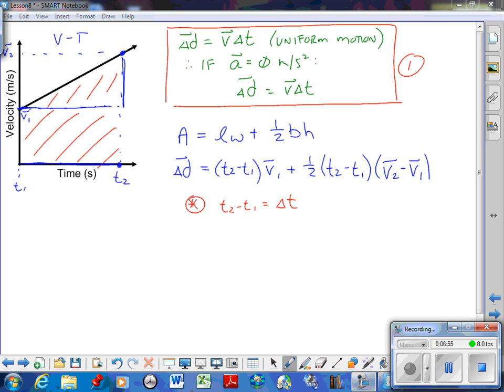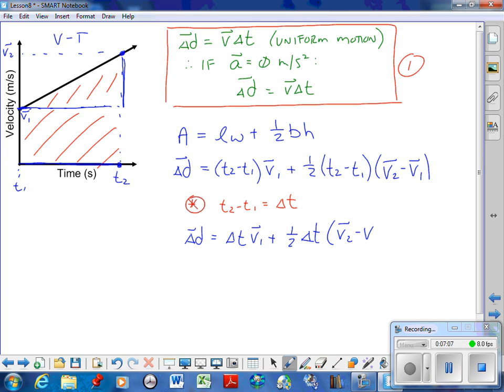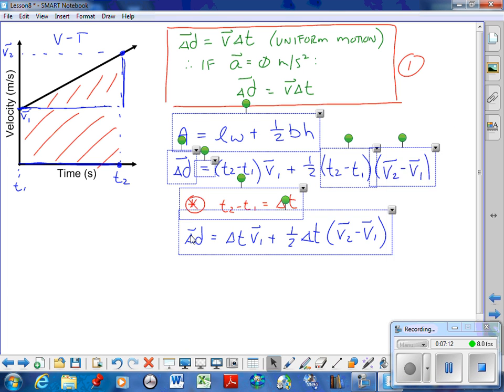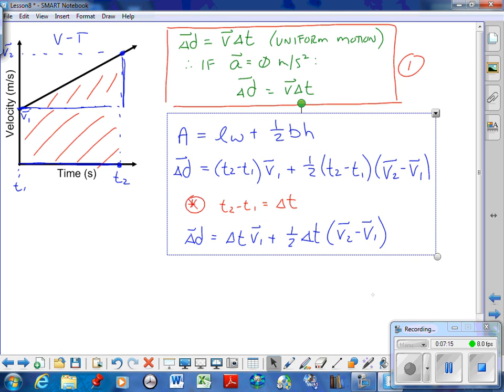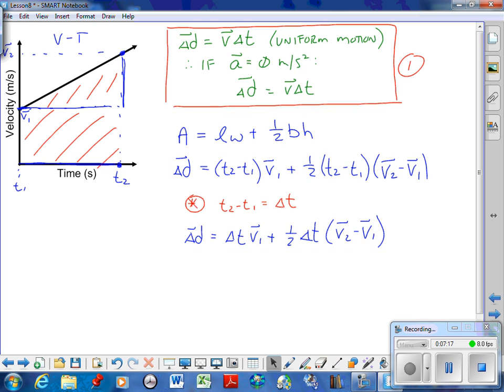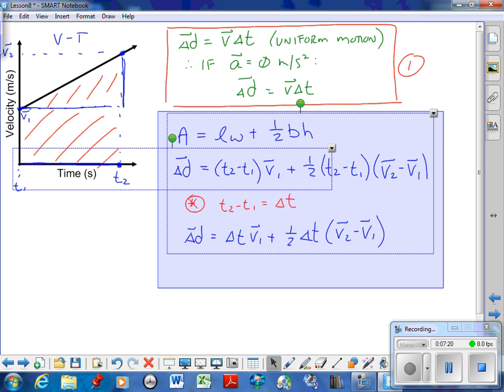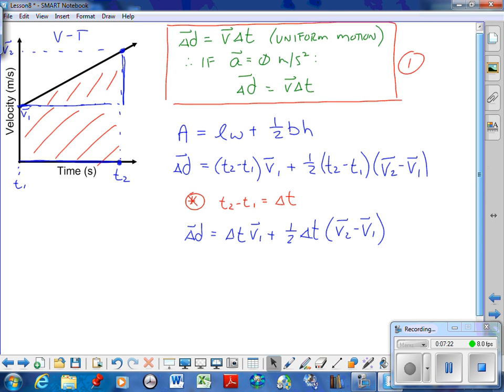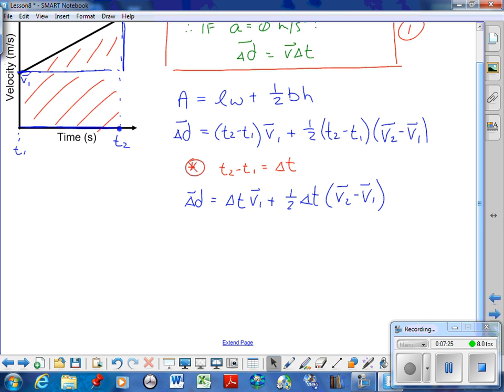So the next thing we want to do is make that substitution. So delta D would equal delta T V1 plus 1/2 delta T, and then we have V2 minus V1. At this point, we're going to leave some space. I'm going to work in another area because with that V2 minus V1, I want to reduce the number of variables involved, because we like to simplify the equation down. So we're going to go one more line there, and I'm going to show you where that will come from.